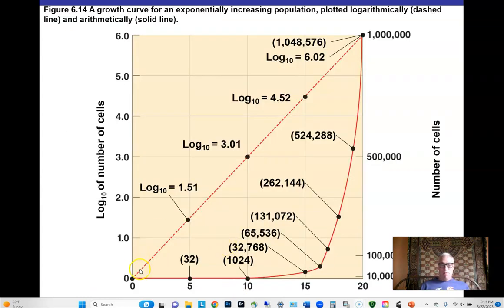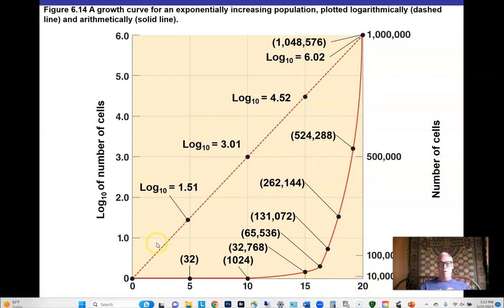Here's a graphical plot of the number of cells in a culture. As they're starting to grow, they're taking a while to get things really rolling. These are the number of generations, and here's the number of cells in parentheses. Eventually it starts to really take off as we keep doubling and doubling. Pretty soon we're getting into some big numbers very quickly. You see the slope of this line, the rate of increase in the number of cells, is going up very, very quickly with each additional generation.